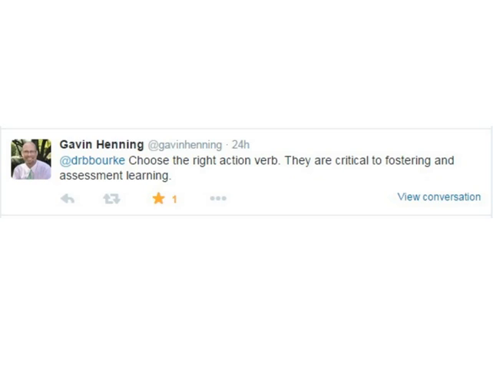And so Gavin was nice enough to share one of his thoughts, that it's really important to make sure to focus on the action verb. That if we get that verb wrong, or if we don't think critically enough about that verb, then our whole outcome statement is a wash.